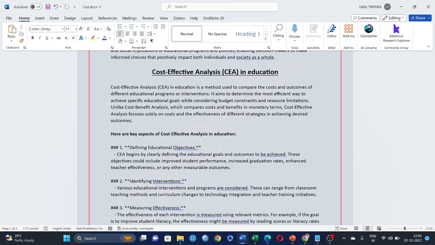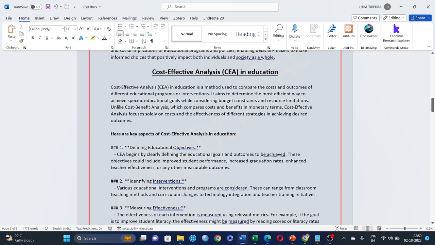What are the overall outcomes? Overall outcomes will be student performance, low crime rate, increasing employability, and economic development. But in cost effective analysis, it is very specified, goal specified, for a limited or constrained budget, with limited resources also.